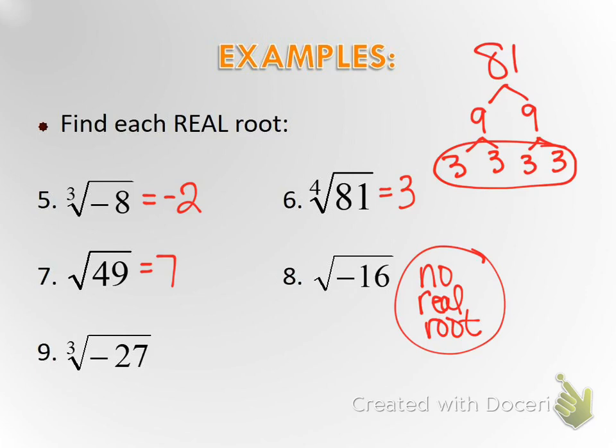Okay. On number 9, what root are we taking? Third root or cube root, whichever way you want to say it. The cube root of negative 27 is negative 3. Good. Okay, if you're taking an odd root of a negative number, your answer will be negative.